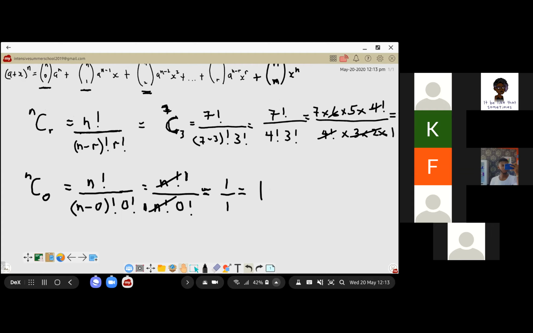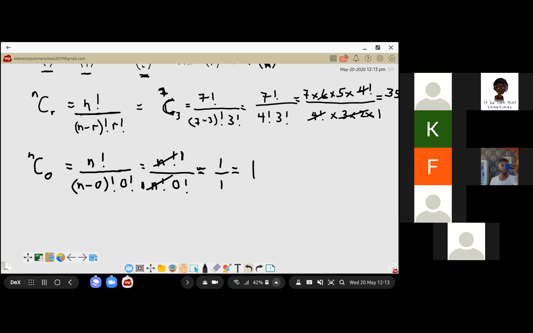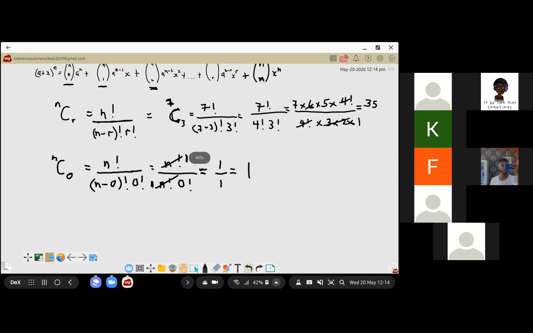So now let's do n combination 1. N combination 1 is going to give us what? N factorial over 1 factorial times (n minus 1) factorial. Good. Now we have to break this one down.